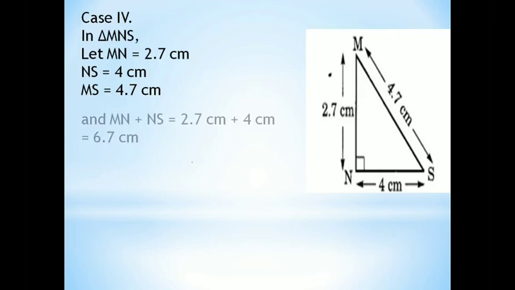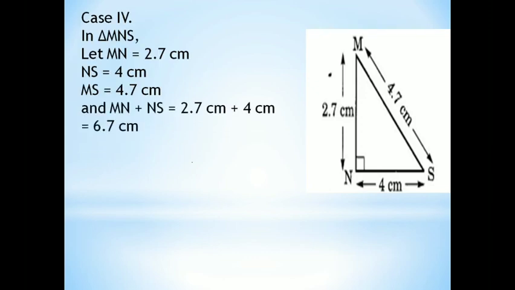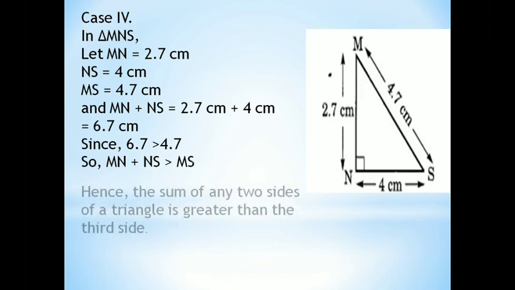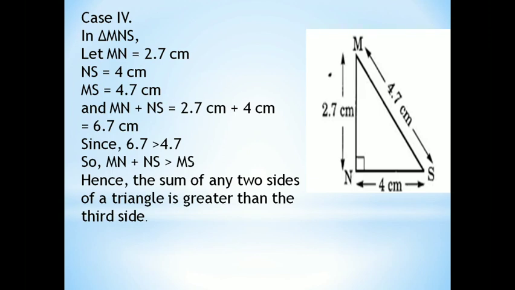Now here is the fourth triangle, triangle MNS. In triangle MNS, MN is equal to 2.7 centimeter, NS is equal to 4 centimeter, MS is equal to 4.7 centimeter. So MN plus NS is equal to 2.7 plus 4, which is 6.7 centimeter, which is greater than 4.7 centimeter. So we can say that MN plus NS is greater than MS. So the sum of any two sides of a triangle is greater than the third side.